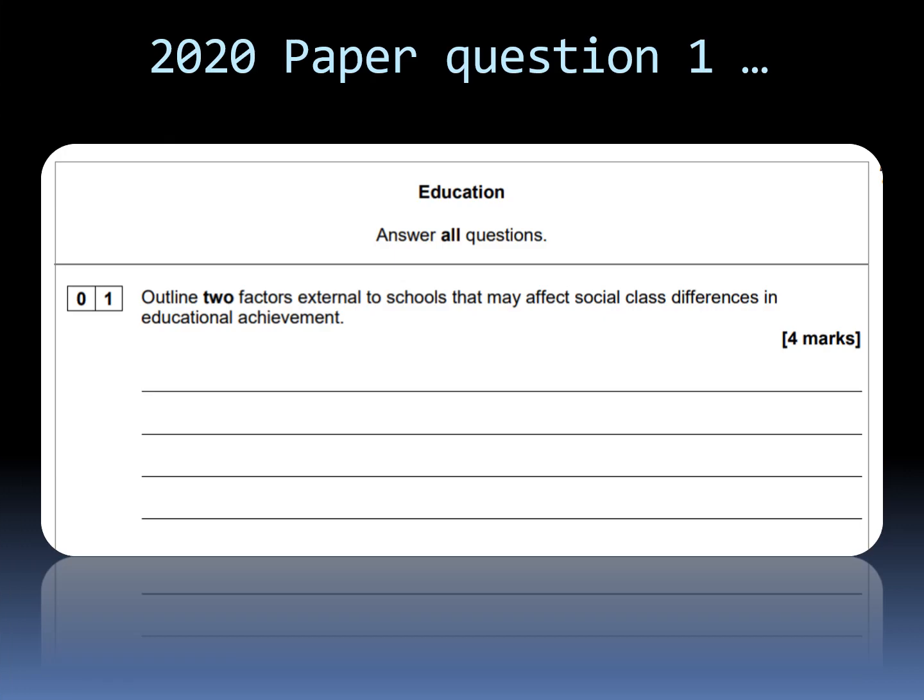It's asking you for 2 factors external to school that may affect social class differences in educational achievement. It is worth 4 marks. Now, when you look at this exam question for the first time, don't panic, take a deep breath, read it more than once. Make sure that you are underlining the important trigger words or hooks because they will help you answer the question fully. So the trigger words in this question are factors external, and also class differences and achievement. So make sure you read this carefully, and that means that you'll be confident that you're going to answer the question accurately. So you may want to pause this now and have a go and then check your answers with the mark scheme that I'm going to go through in a minute.